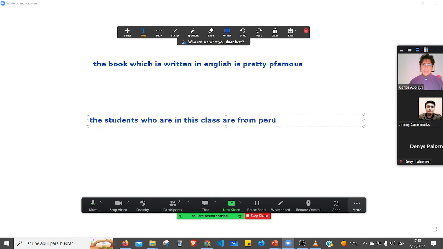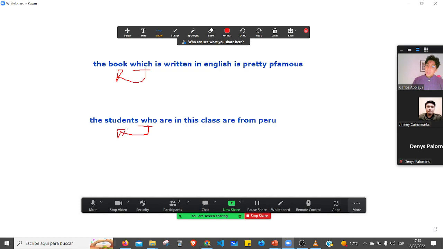Can you see my screen? Can you see the whiteboard? So, guys, do you remember this grammar? The book which is written in English is pretty famous, and the students who are in this class are from Peru. This is because we use which for objects and we use who for people. Do you remember?